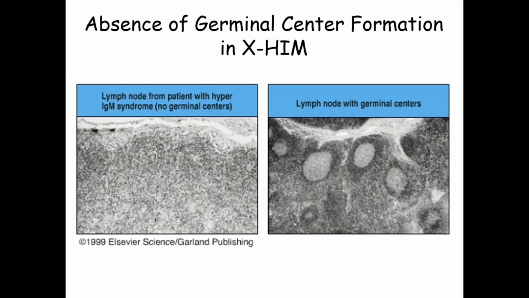Now, the T cell helps the B cell to undergo isotype switching. This takes place in the lymph nodes and spleen, in places called germinal centers. If you look at a normal lymph node, you find many germinal centers. But because this interaction doesn't take place well in hyper IgM, if you take a lymph node from a hyper IgM patient, there really are no germinal centers in the lymph nodes.